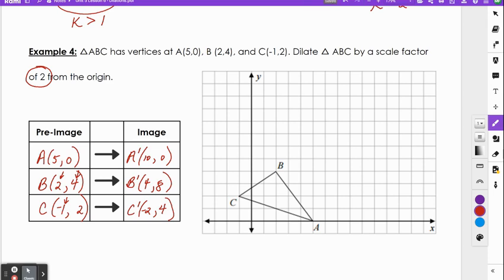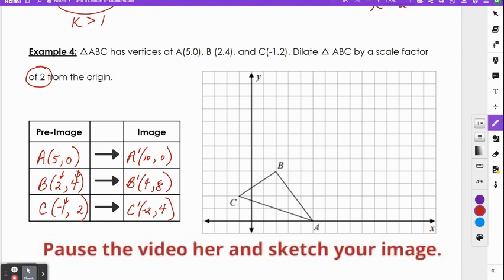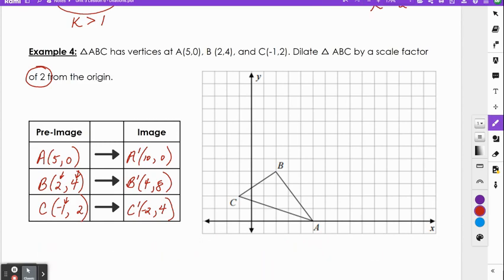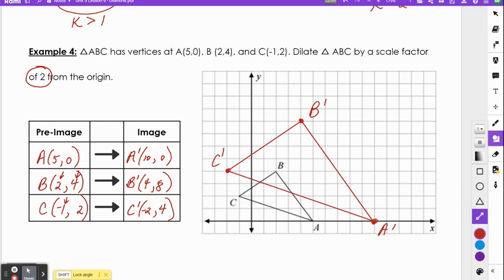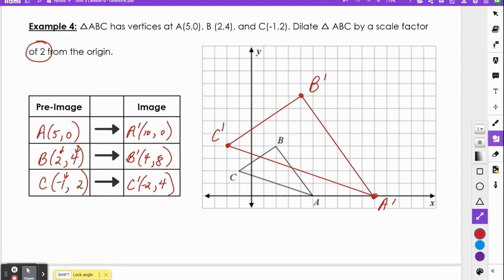And lastly, we're going to graph that. So we're just going to plot those points and connect the dots. And that's our final figure. So we have in black our pre-image, and in red we have our image dilated by a scale factor of 2.